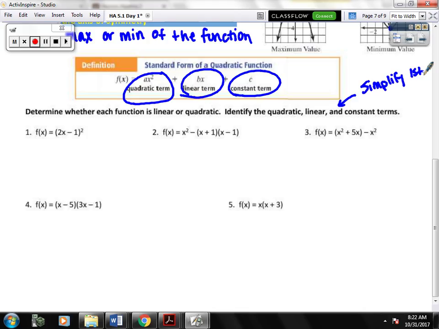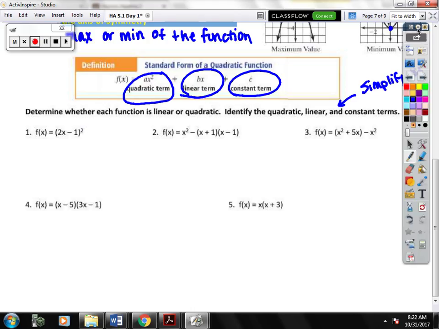So for the first one, I see 2x minus 1 squared. Yesterday we talked about how you'll have to expand this to be 2x minus 1 times 2x minus 1. Okay, you're not allowed to square just the 2 and the 1. You have to expand it, and then we'll FOIL. So I will get 2x times 2x is 4x squared. 2x times negative 1 would be a minus 2x, and a plus 1. Combining our like terms, we'll get f of x equals 4x squared minus 4x plus 1.